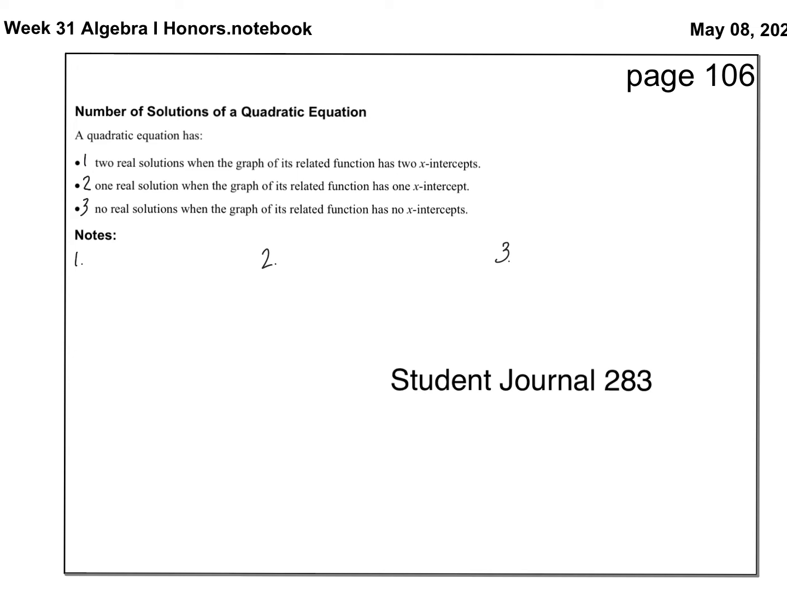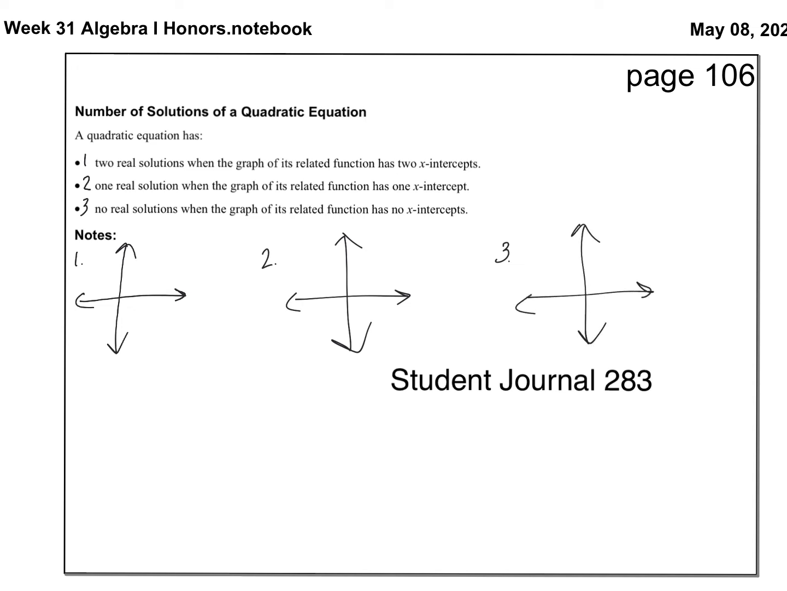But if your graph has two real solutions, so here's a graph. I'm going to go across and draw the graph for each one, just a coordinate plane. If it has two real solutions, then that means it's going to cross or touch the x-axis in two places. There are your solutions. If it has one real solution, then it just touches the x-axis in one spot. And if it has no real solutions, then it will not touch or cross the x-axis at all.